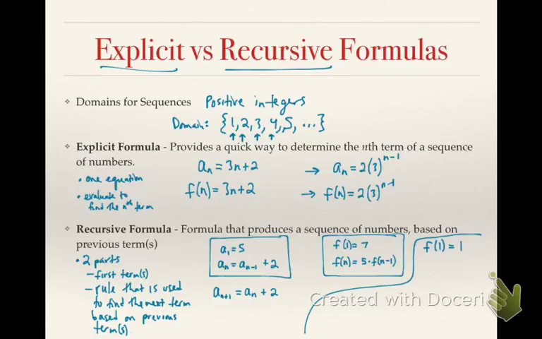The first term is 1, the second term is 1, and then the nth term in the Fibonacci sequence is determined by taking the previous term added to the term before that. So you get numbers like 1, 1. Add the previous two terms, 1 plus 1 is 2. 1 plus 2 is 3. 2 plus 3 is 5. 3 plus 5 is 8. 5 plus 8 is 13, and so forth. That's the Fibonacci sequence, which occurs actually a lot in the real world and in nature.